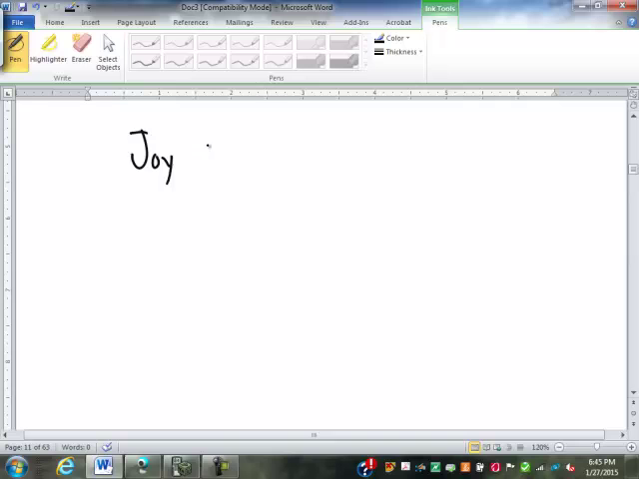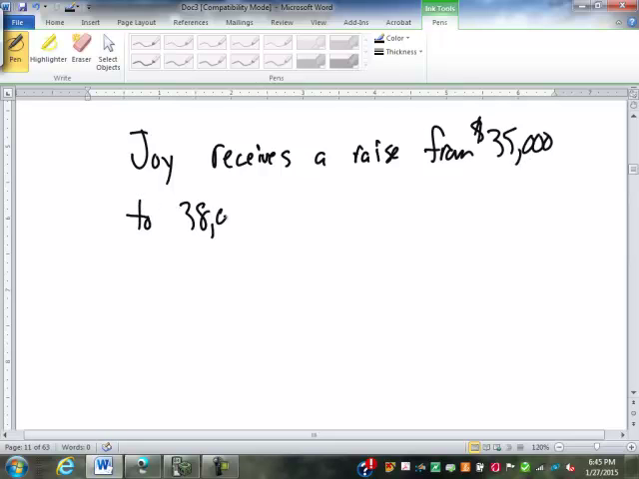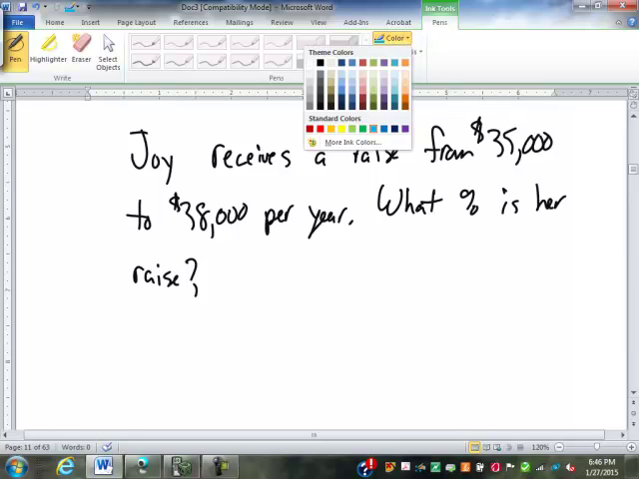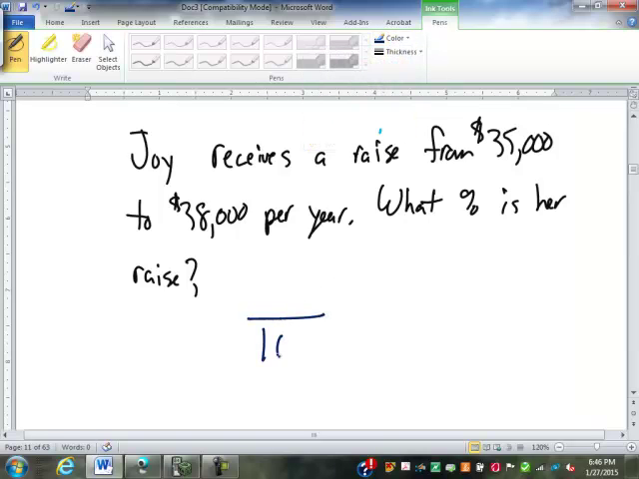Joy receives a raise from $35,000 to $38,000 per year. What percent is her raise? So in this case, we are looking for the percent. So it's blank over 100.